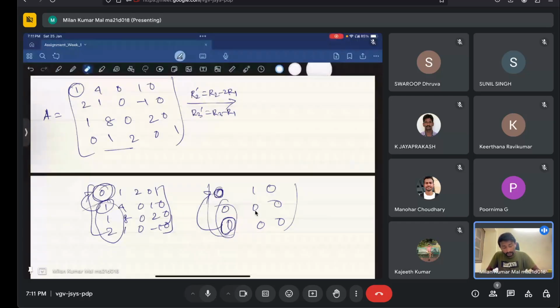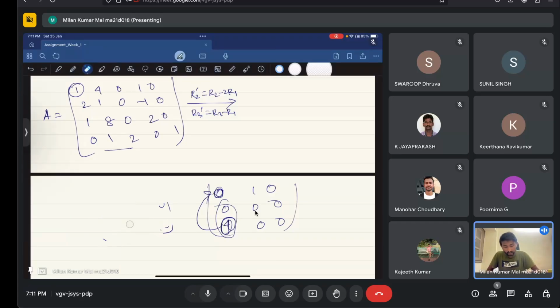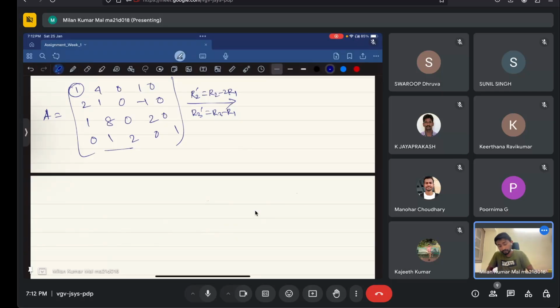After that, if that entry is not 1, for example it is 4, then after interchanging we have to multiply by 1 by 4 to make it 1. All these things are already here: the first entry of the first row is actually non-zero, and it is already 1.